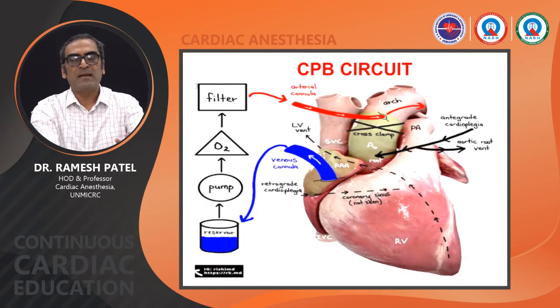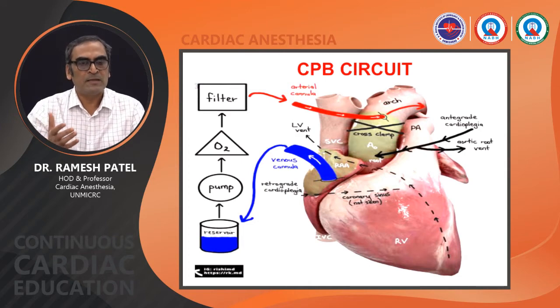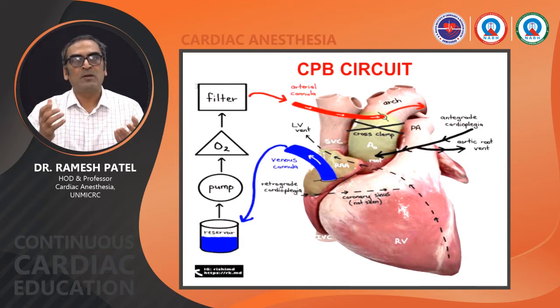This is the basic diagram of the cardiopulmonary bypass circuit. As you can see in the diagram, the patient's blood is drained from the right atrium and collected in the reservoir. We can see the blue colored reservoir. It functions as a reservoir of blood, like the overhead water tank at our houses.